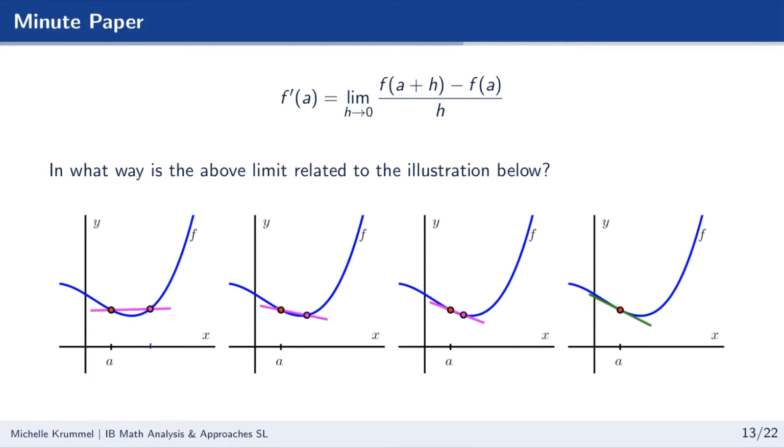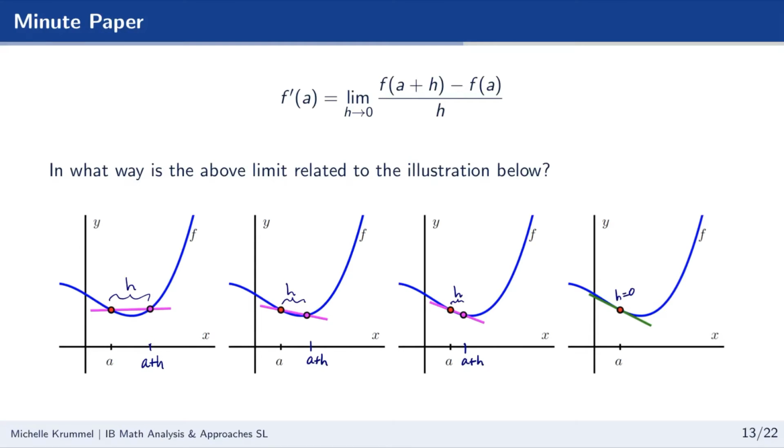I'm going to label this second point a plus h. So then the horizontal distance here between these two points is just h. And here we just have a single point in the last graph, so the a and the a plus h are really the same point. So here h equals 0.